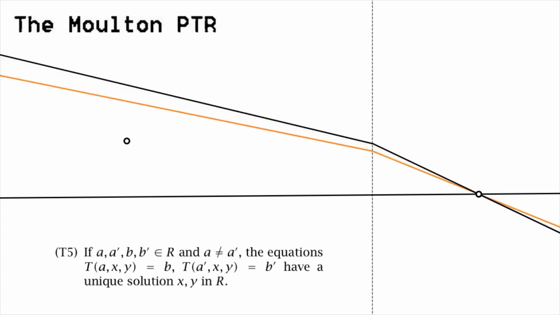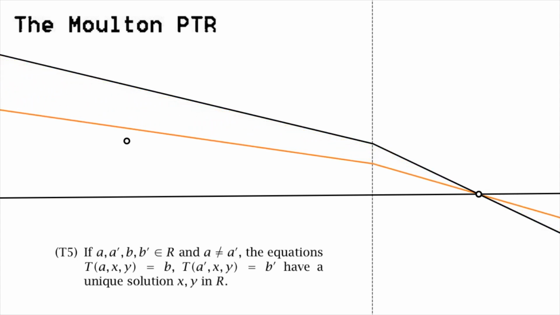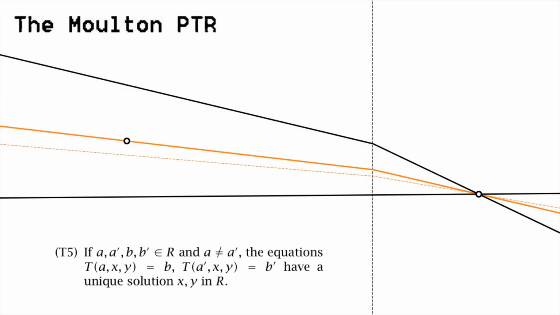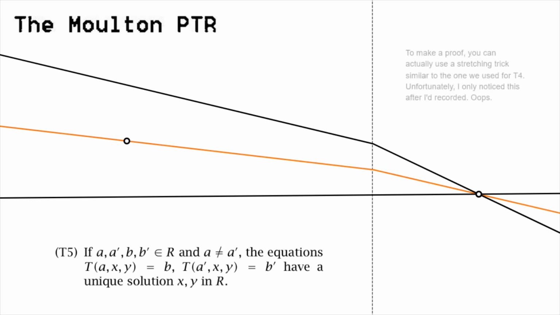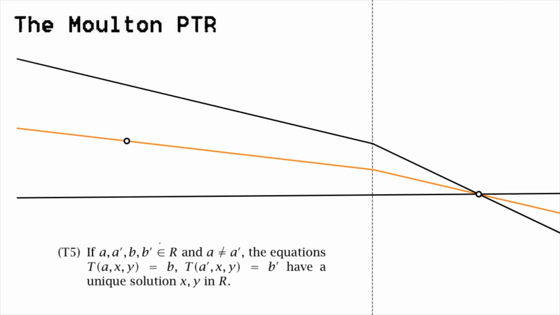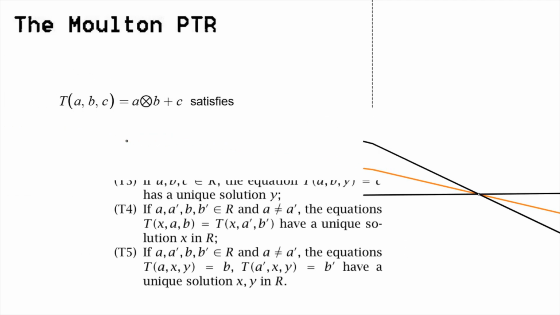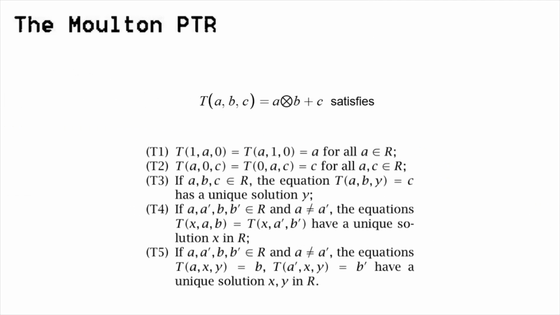Then, as we continuously go from one slope to the other, we need to pass through the point because of the intermediate value theorem. This explanation is admittedly more of a sketch than a proof, so I'd recommend thinking about how you'd formalize it yourself. Regardless, a Moulton b plus c gives a planar ternary ring.